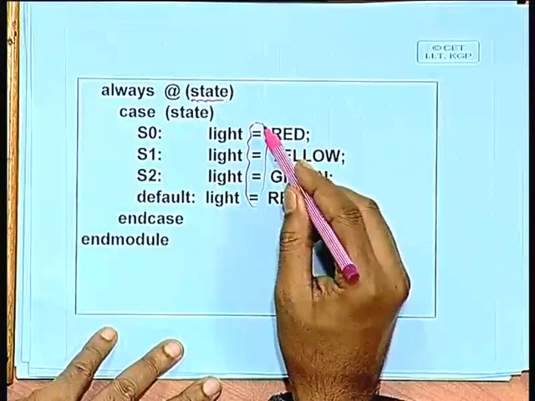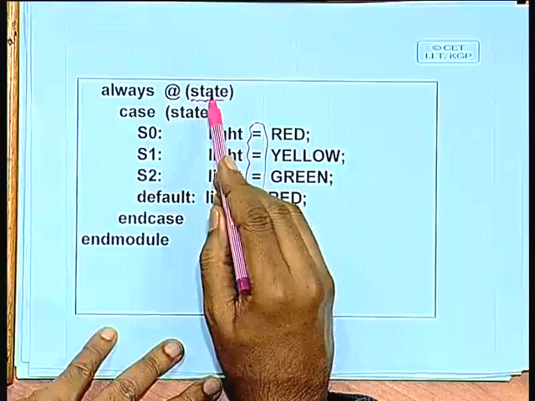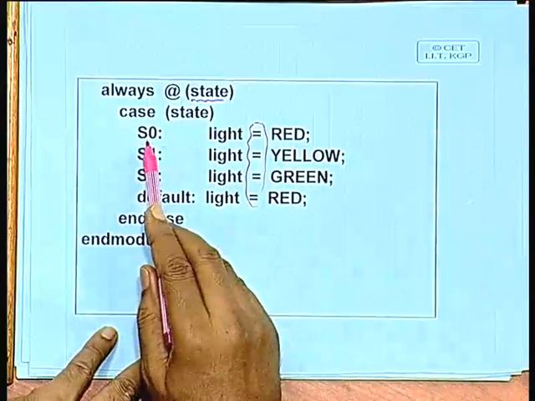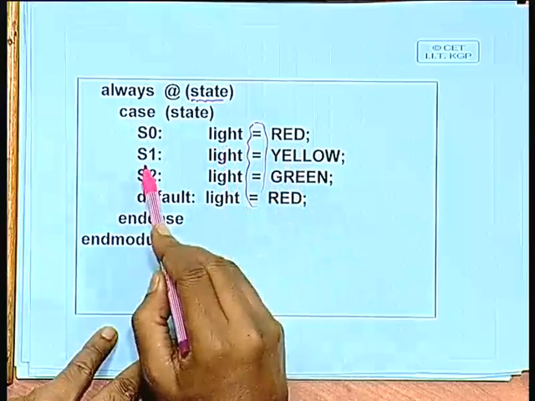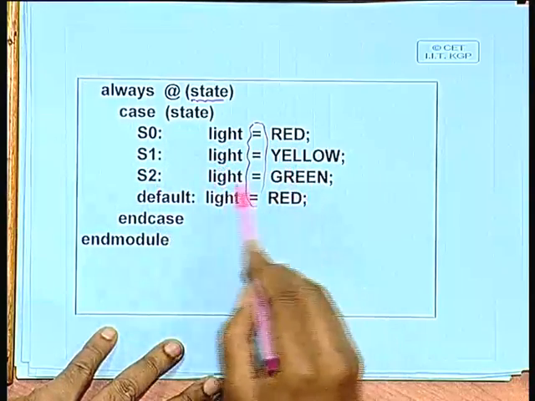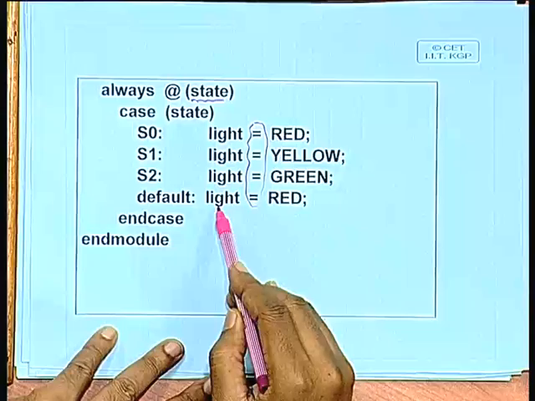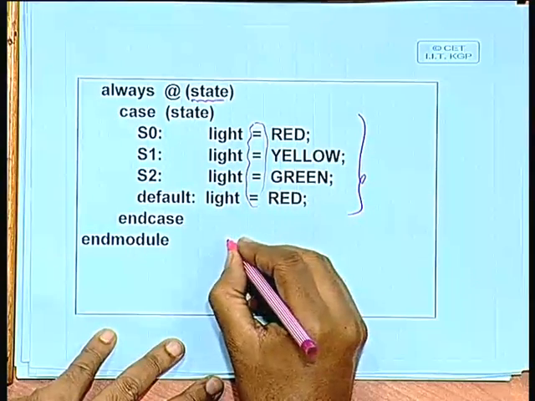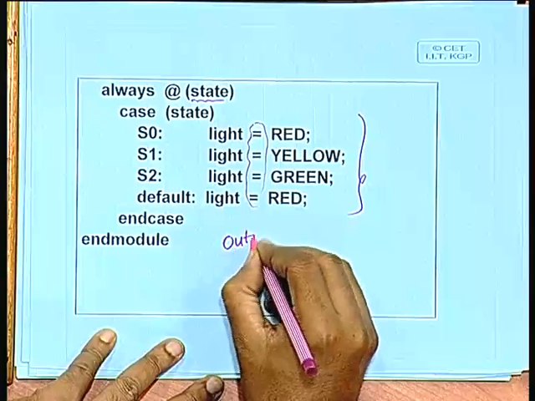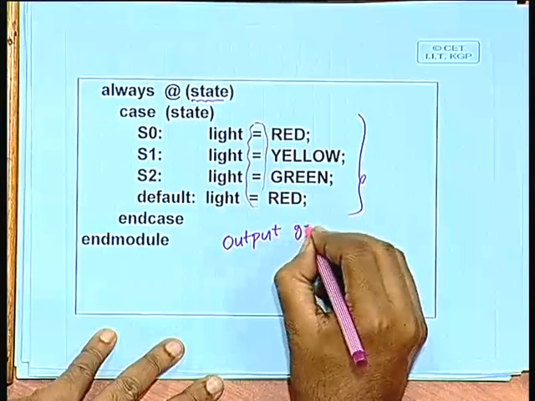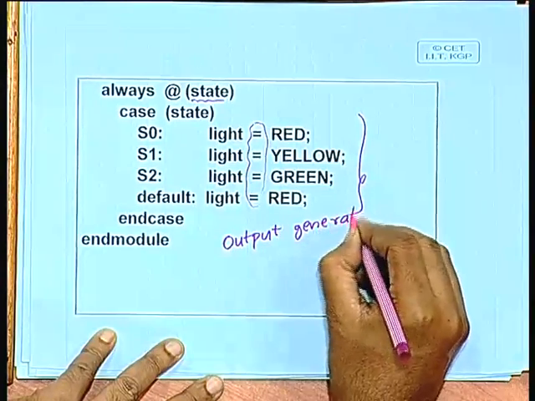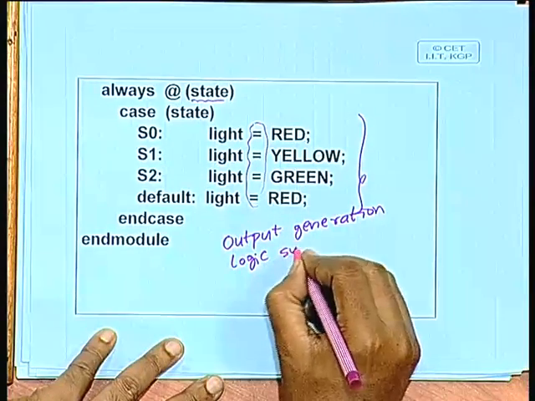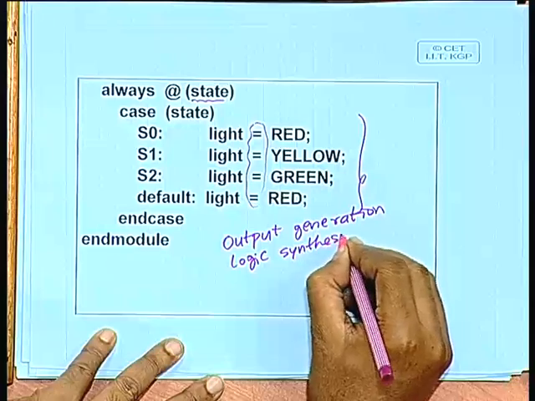So, blocking assignment normally if it is not triggered by a clock, this is synthesized into a combinational logic. So, if it is S0, this red pattern is stored in light, if it is S1 yellow is stored, if it is S2 green is stored, if it is default red is stored. So, if you specify in this way, then what will happen is that the output generation logic is synthesized as combinational circuit.